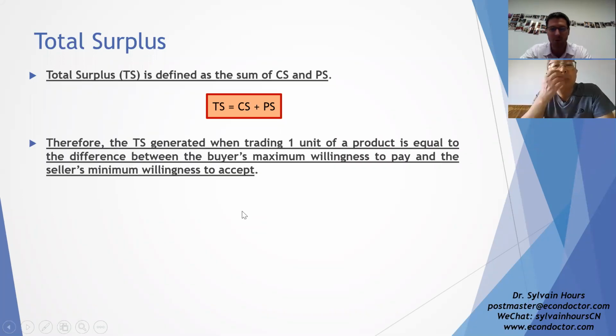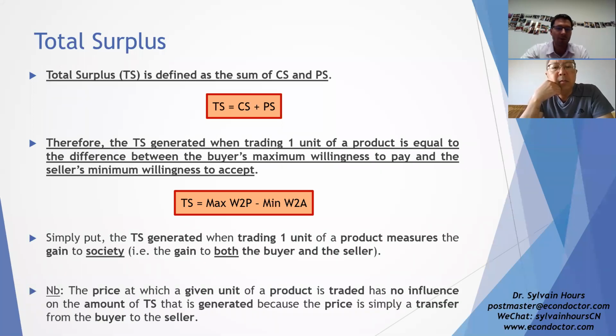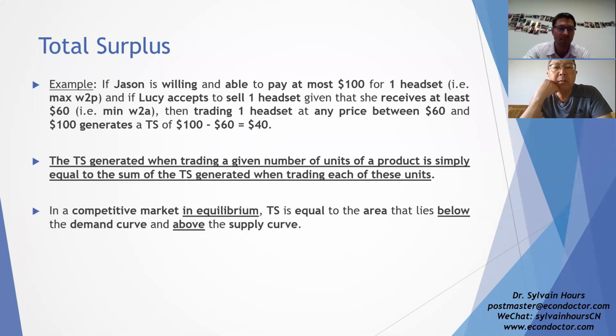You can give examples, you can try to give the intuition about what it measures: the difference between the maximum willingness to pay and the minimum willingness to accept. You can remind them that here the price doesn't matter. The price is not important simply because the price is just a transfer between buyers and sellers, okay? It measures the gain to the entire society. You can give an example, right? I came up with an example to illustrate the total surplus generated by one transaction. Then you can expand your definition to define total surplus in a market for a given number of units, okay?